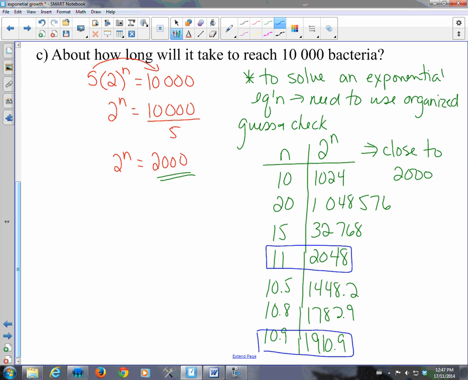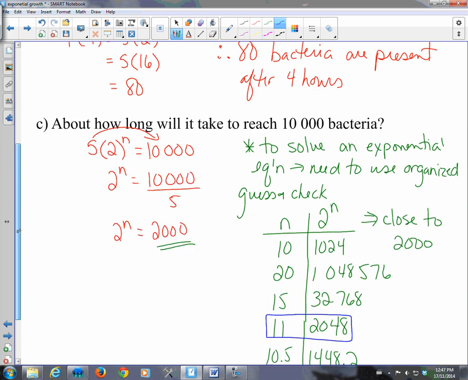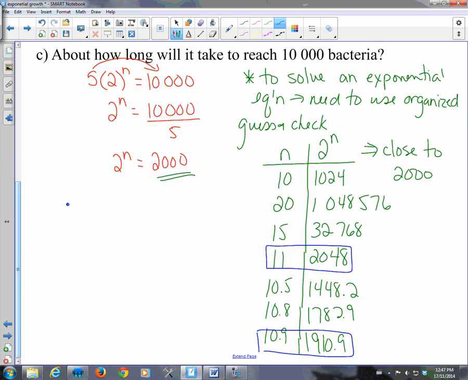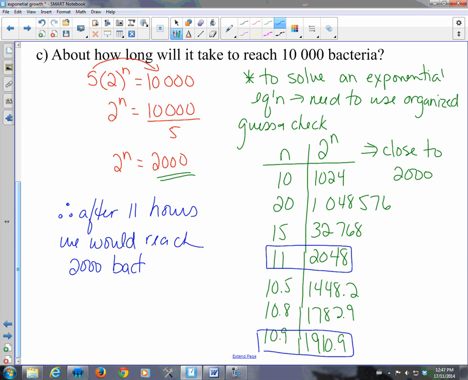So we would say that after about 11, what was the time in this question? Hours. So therefore, after 11 hours, we would reach 2,000 bacteria. So the point being that to solve when your letter is in your exponent, you need to make a table and guess and check your numbers for your exponent until you get close to the answer that's in the question.